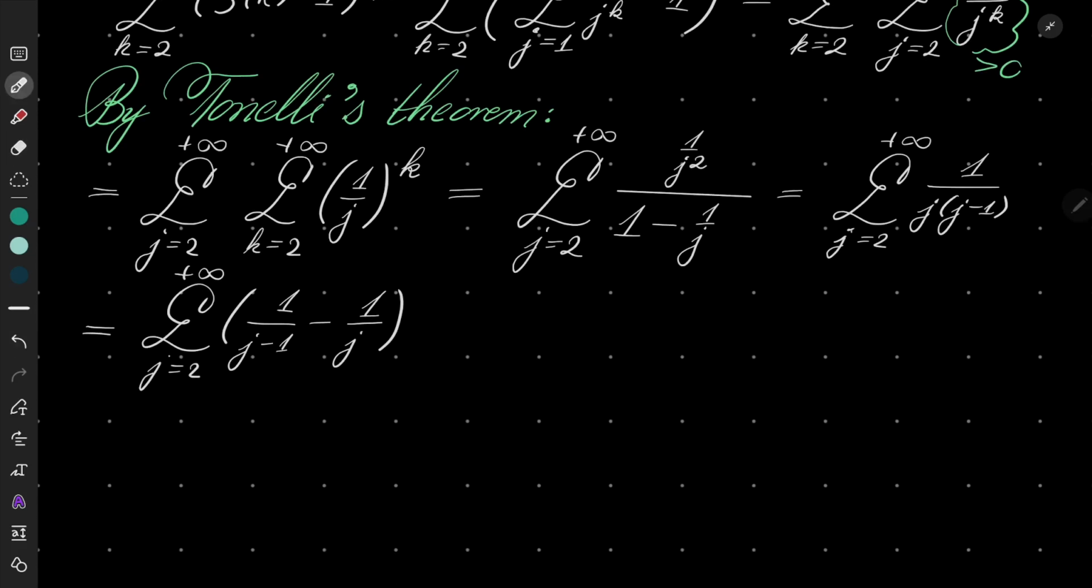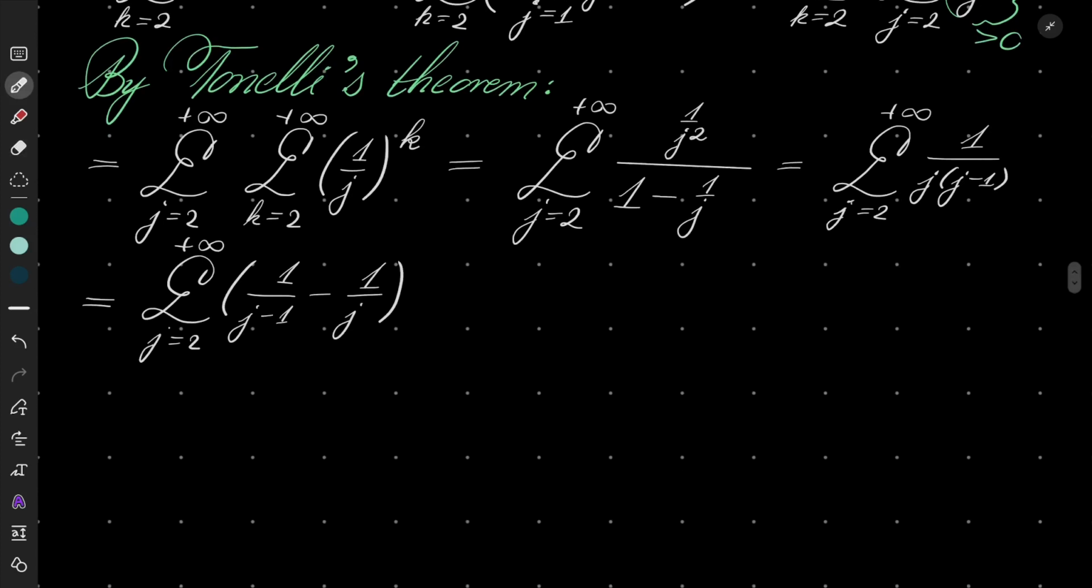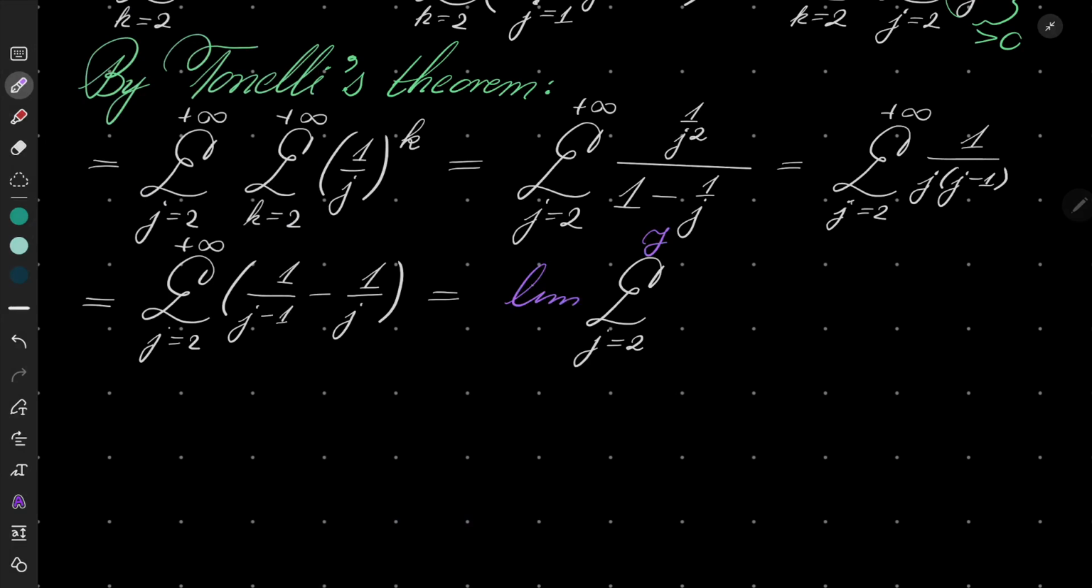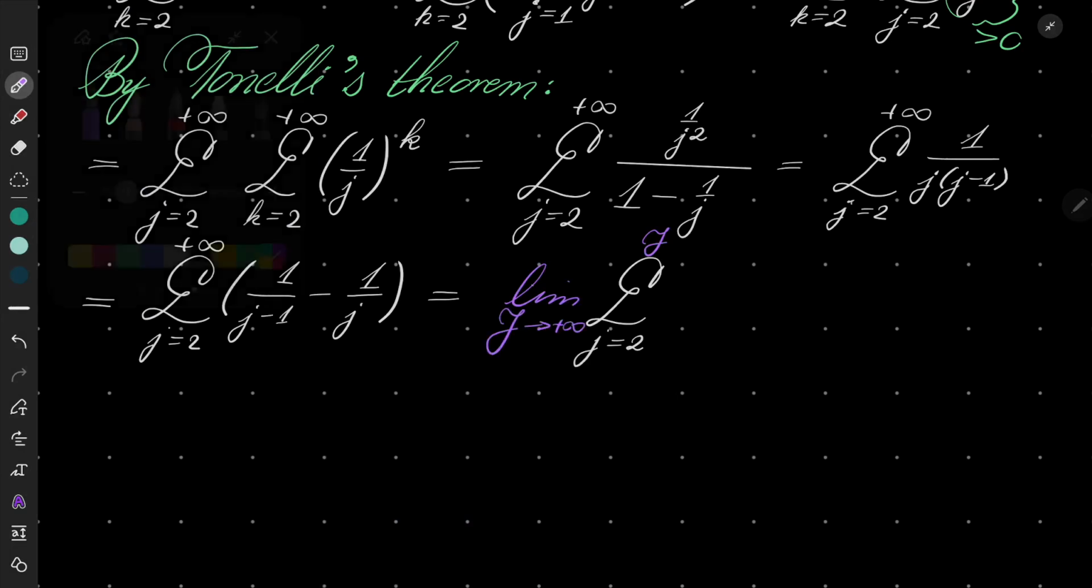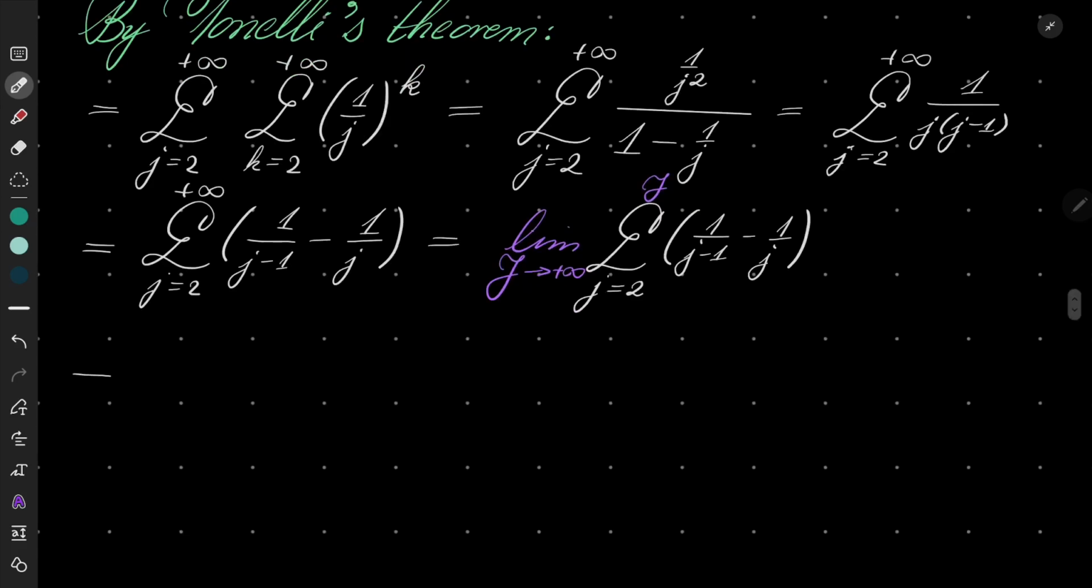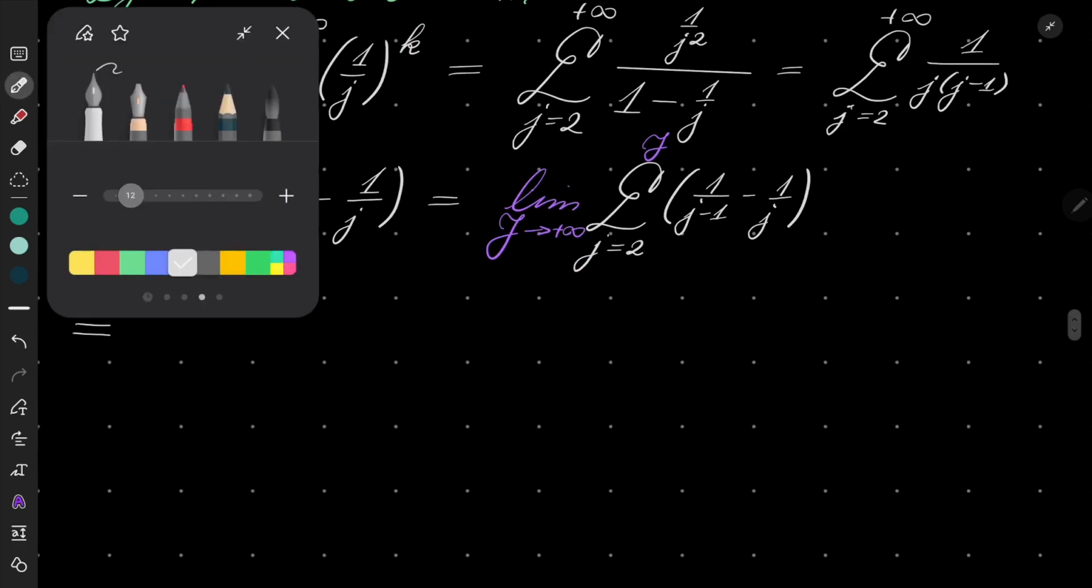Okay, and now let's do what exactly? Remember that this infinite sum is just the limit as capital J goes to infinity of the finite sum from 2 to capital J. Maybe write it in pink, for example, why not? So it's 1 over j minus 1 minus 1 over j. Very well. And now it's just a matter of simplification.